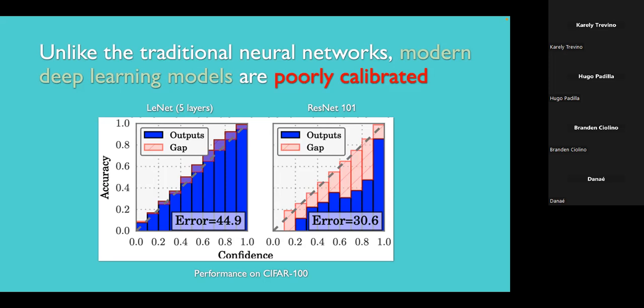But this is not what happens with machine learning. With machine learning, the confidence is super low in many cases, maybe only 1% confidence.